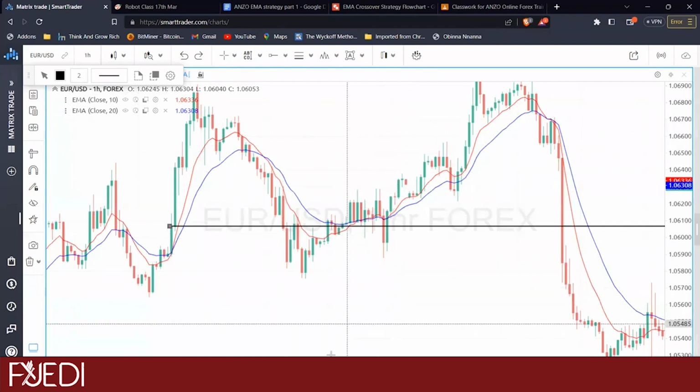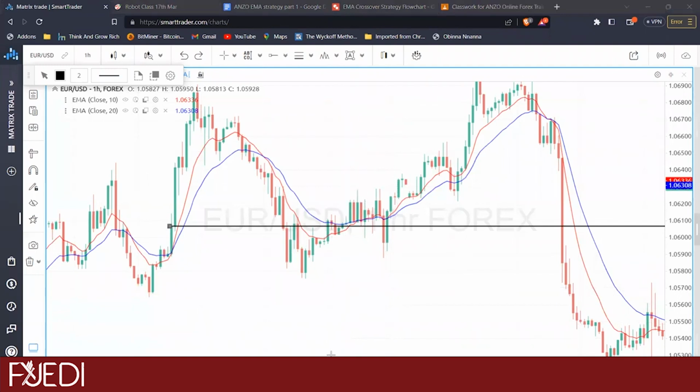Remember, this is just for educational purposes. It's not about whether this system will make you money. Yes, it should in the right market condition, but it's about showing you how to build a system. We're applying this to the 1-hour chart. We'll buy at the close of the candle, put our stop loss 30 pips below, and take our profits at 60 pips to the other side.